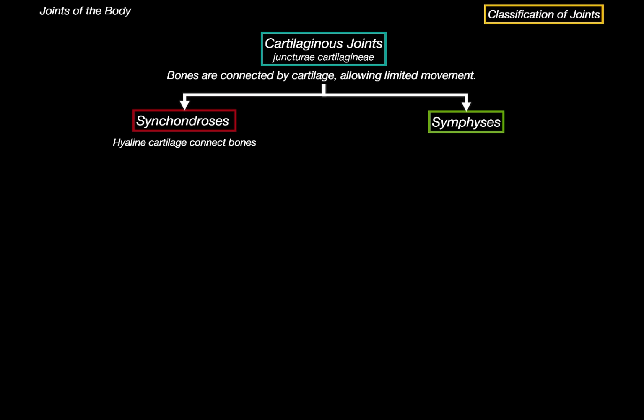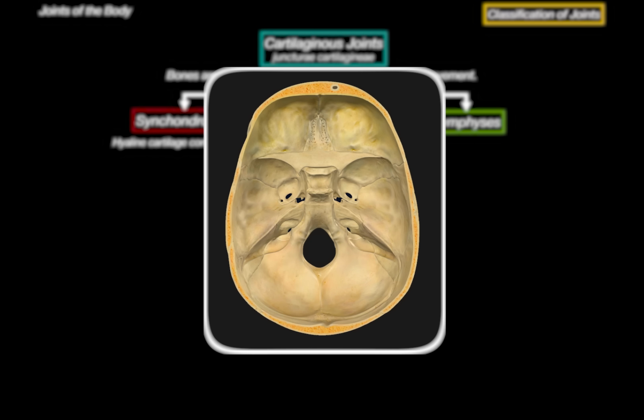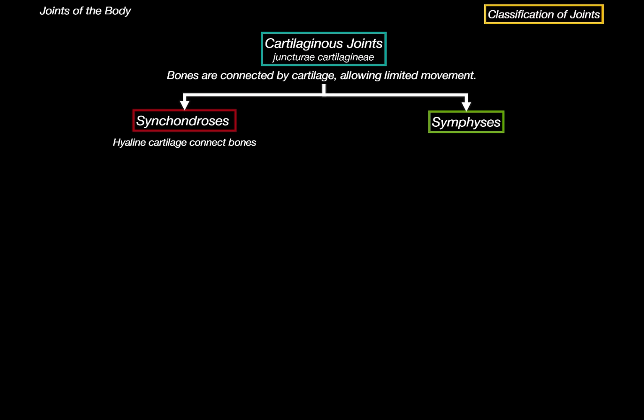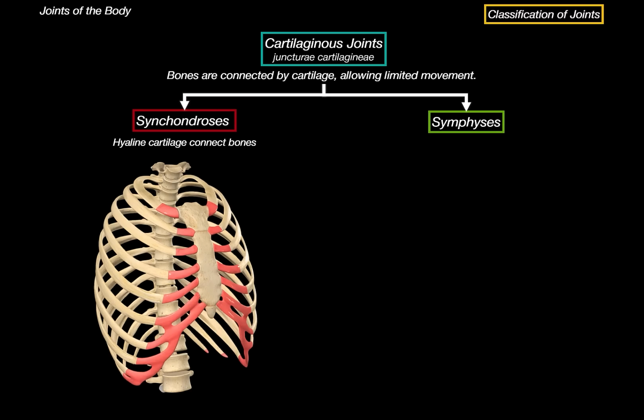Another example is found in the base of the skull, where synchondroses exist between the different ossification centers before they fuse. But not all synchondroses disappear. Some persist throughout life. A great example of this is the costochondral joints, which connect the ribs to the costal cartilage. Now, you might have heard that these joints provide flexibility for breathing, but that's not exactly correct.